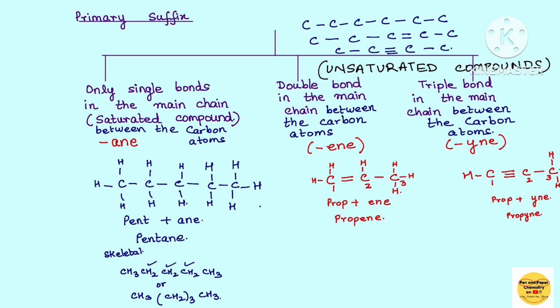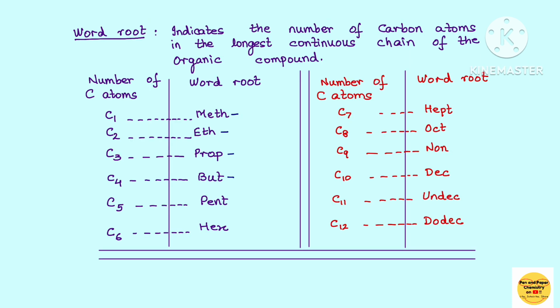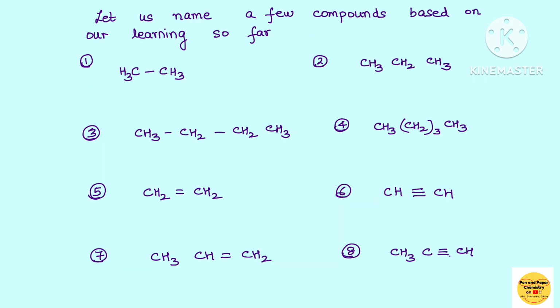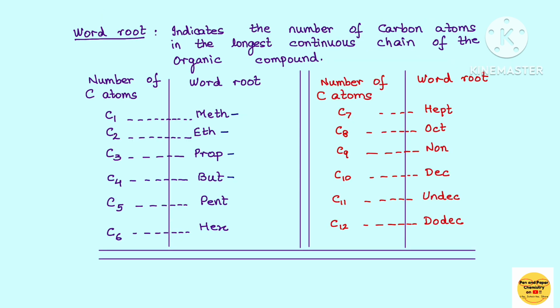So now that you know ane, ene and ine, and you know the word root, you're already a scientist. You're already a chemist, and you will pause the video now and try naming these compounds. But before you do that, make sure that you are very, very confident with the word root. So let's test you again.